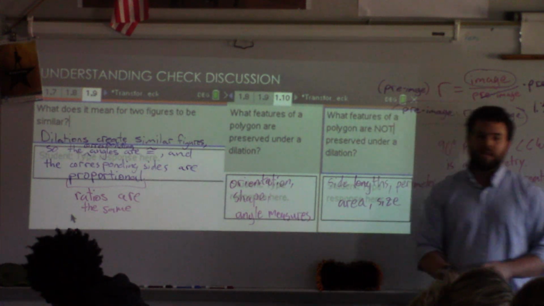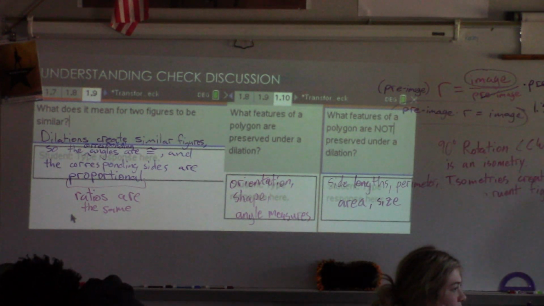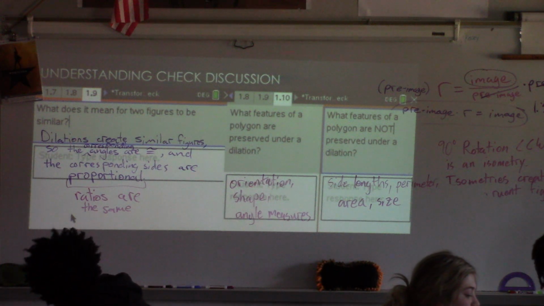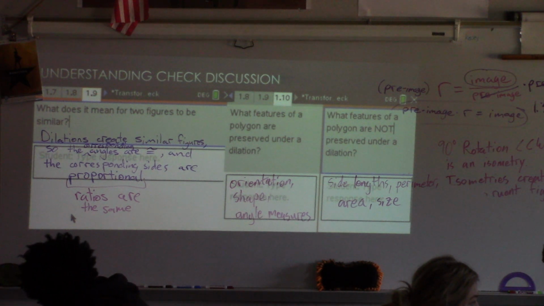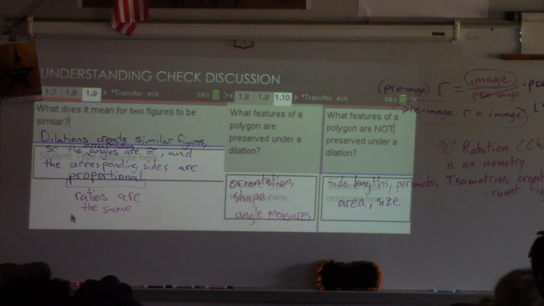These are the features that are and are not preserved. You need to know about all the features that are and are not preserved for each transformation. But you can also just draw a quick example of each to help remember what features are and are not preserved.